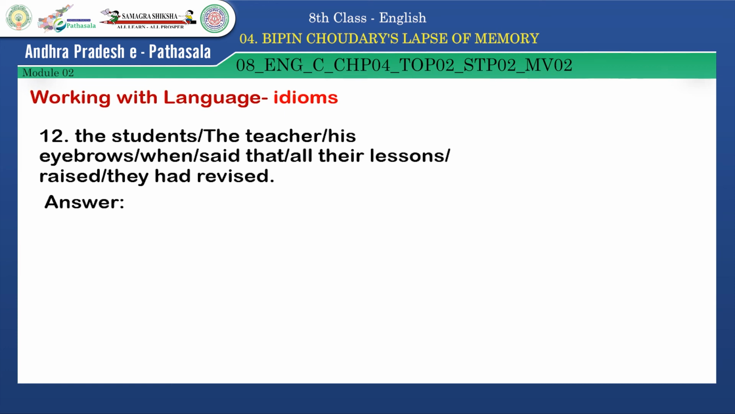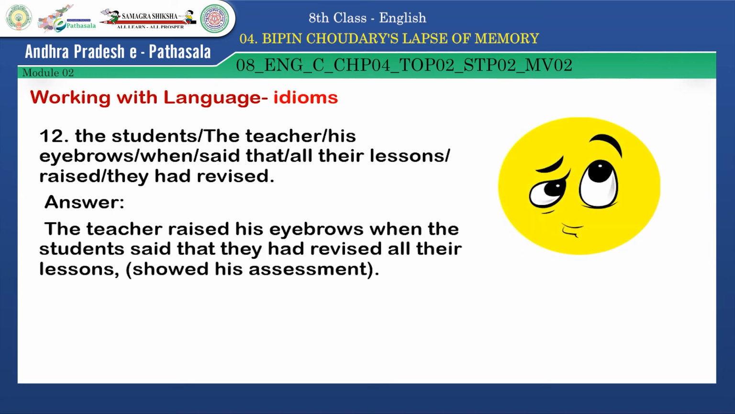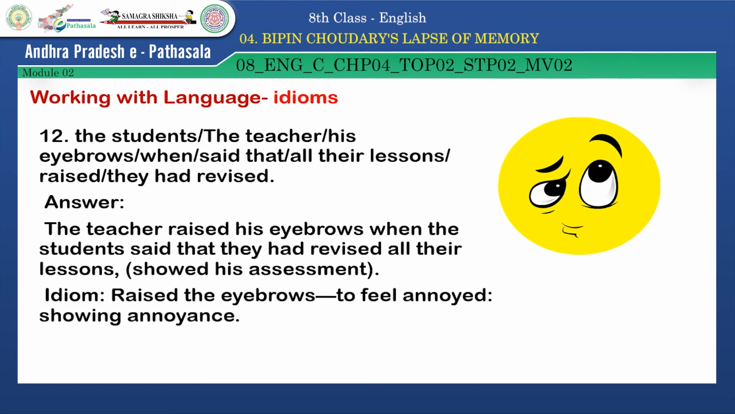Let's move to another question. The students, the teacher, his eyebrows, when said that all their lessons raised, they had revised. What is the correct order of this question? The teacher raised his eyebrows when the students said that they had revised all their lessons. Yes, this expression will help you understand the idiom. What is the idiom in this sentence? Raised the eyebrows. To feel annoyed.